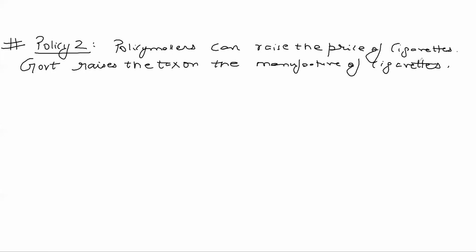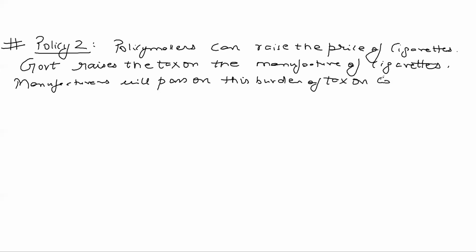Now this tax is imposed by the government on the producers, but the producers will pass on the burden of this tax to the consumers, because cigarette is like an inelastic commodity. It's a habit. Even if the price goes up, people who are addicted to smoking will still go and buy cigarettes. So if the government imposes this tax on the manufacturers, the manufacturers will pass on this burden of tax on the consumers.